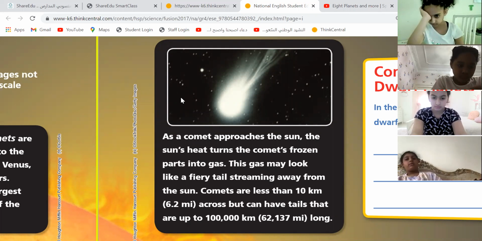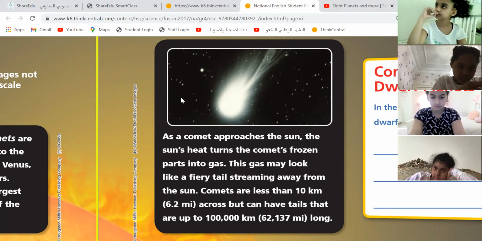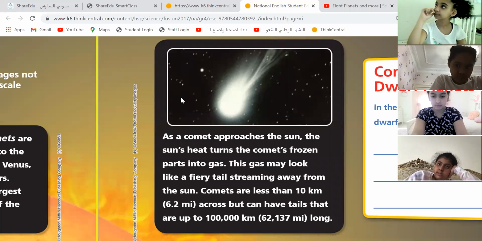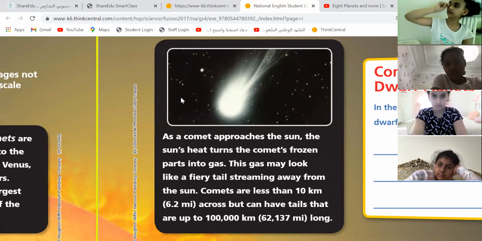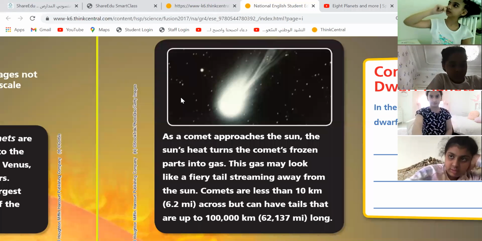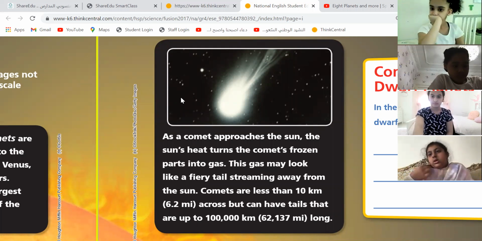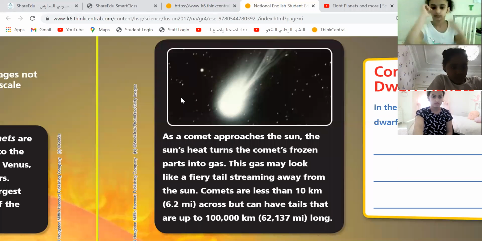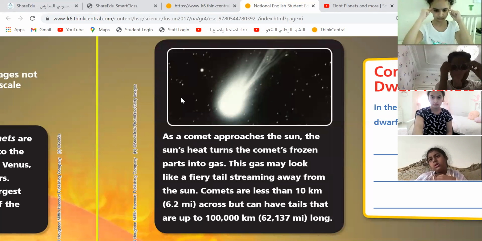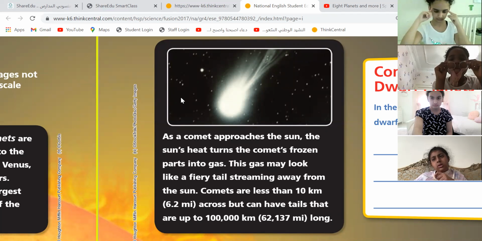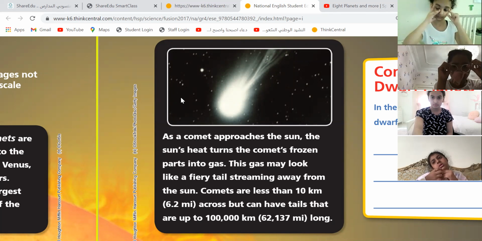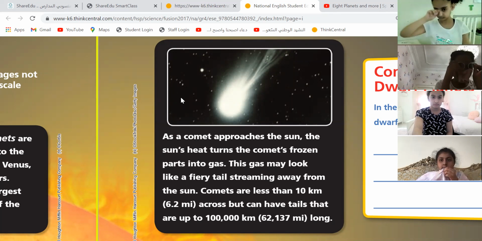Okay, so we call it a comet. What is a comet? When a comet approaches the sun, what will the sun do? The sun's heat will turn the comet's frozen parts into gas. So we know that comets are frozen. It will turn all the frozen comets to what? Gas, and it will throw it away and it will look like a shooting star. So whoever said it's a shooting star, it really looks like a shooting star because the sun has turned it all to gas and shot it all the way around.